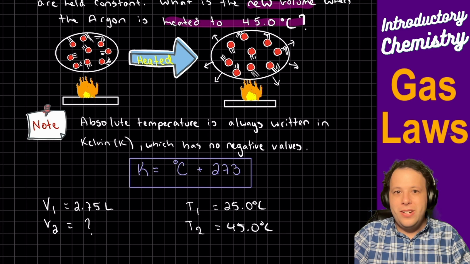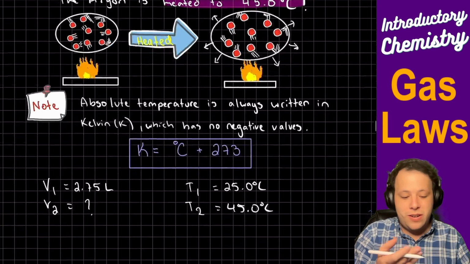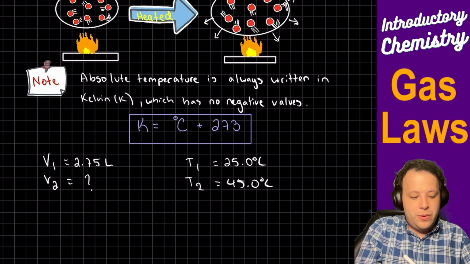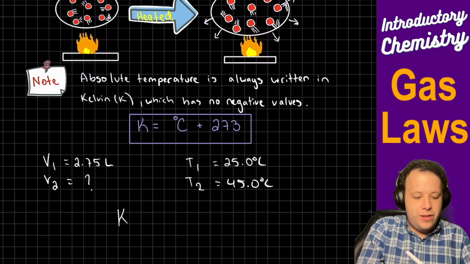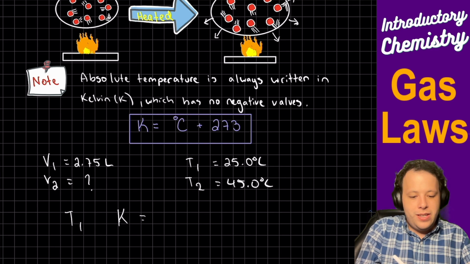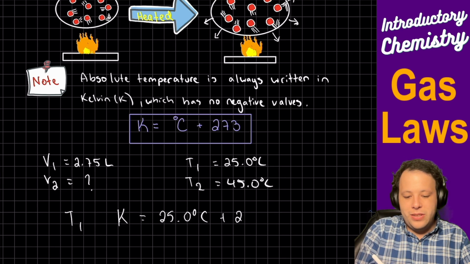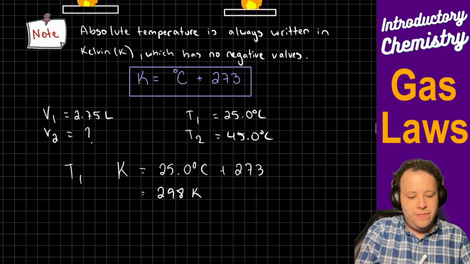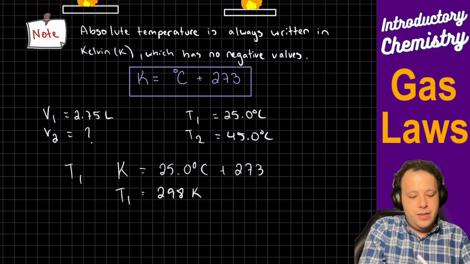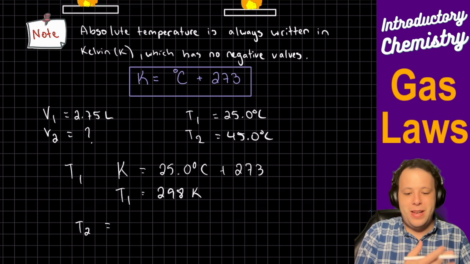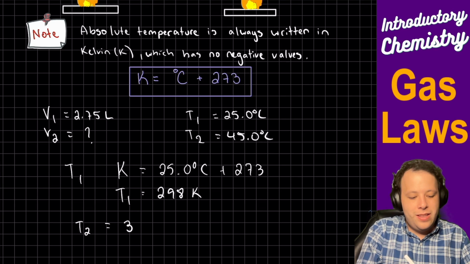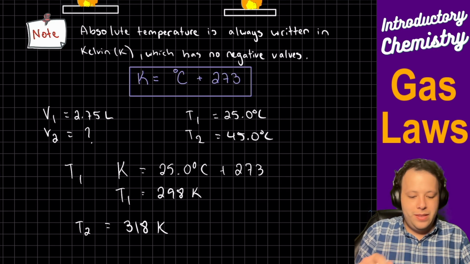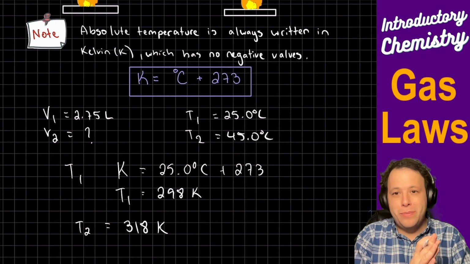All right, so when you're going through these, the first thing we have to do is convert our temperatures to Kelvin. So in order to do that, we just take our temperature. So if I have T1 Kelvin, this is going to be that 25.0 degrees C plus 273. And what that's going to give us, our first value is 298 Kelvin for T1. And then T2, doing the same mathematics, you're going to see that that one's going to be 318 Kelvin.